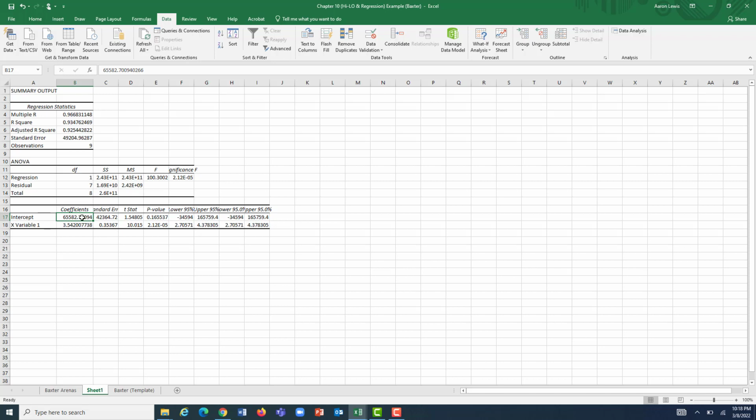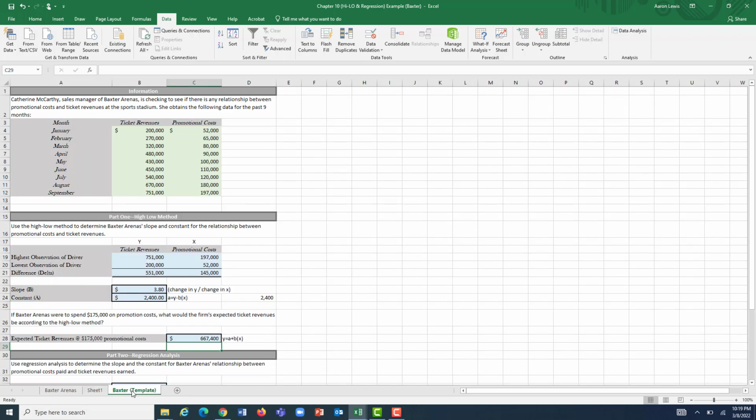That's where we'll cross the y-axis. That number right there is our A. The X variable coefficient is how much Y increases when the X variable increases by one. That is our B. Don't ask me why they label them this way. They just did. So under coefficients on the left side, A, B. And you can take those numbers and throw them right into the template that I provided you with.